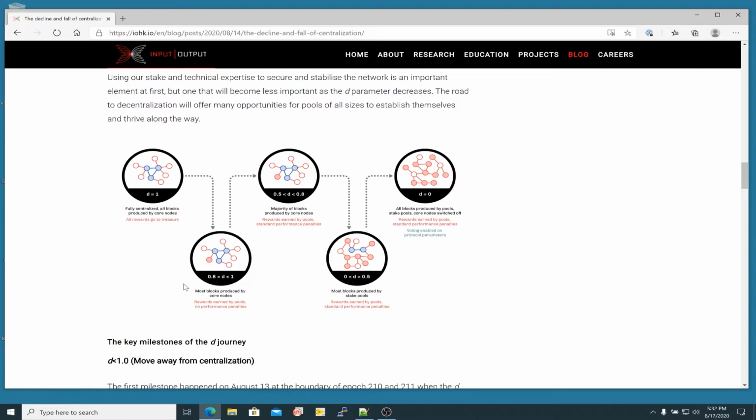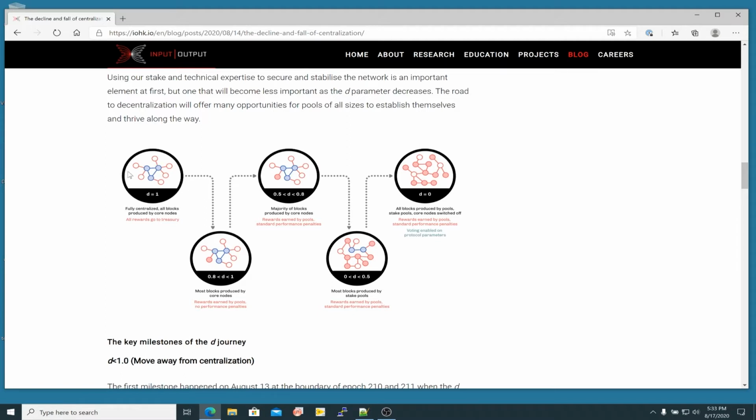And then there's these different stages along the way. So here d is greater than 0.8 but less than 1. And then there'll be another sort of interval where d is greater than 0.5, 50% production, less than 0.8, and then there'll be one last step where d is between 0.5 and 0. So what's going on with this little illustration?